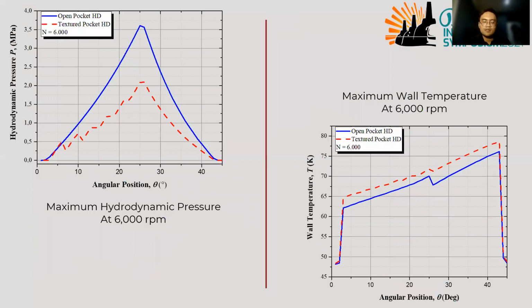And these are the distribution plots for the hydrodynamic pressure and wall temperature. As can be seen from the blue lines representing the open pocket, the open pocket shows higher hydrodynamic pressure at every point and lower wall temperature at every point also, compared to the textured pocket at 6,000 RPM.